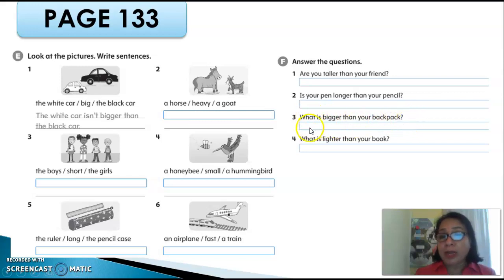You can write right here, my suitcase is bigger than my backpack. What is lighter than your book? You might write down, the notebook is lighter than my book, or my pencil is lighter than my book. You will write down sentences when it's what and what, and you answer yes or no when the questions are you, is your. Okay?